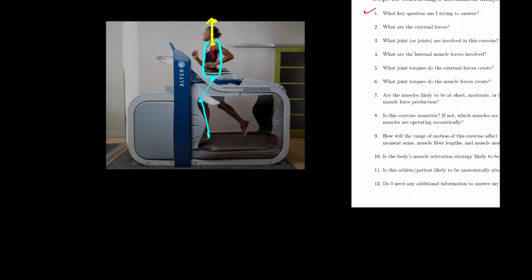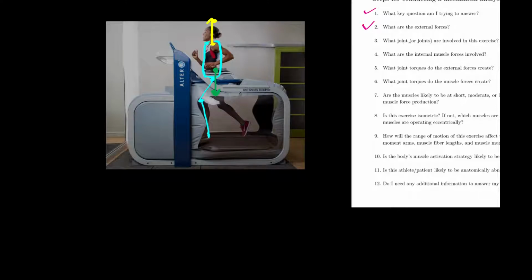So number 2, let's think about the external forces. I already talked about one of them. One of them is the upward force from the anti-gravity treadmill. I drew it up here just to get it out of the way, but you could think about that as the net effect of all the air molecules in here pushing up like this. So that's one external force. Another external force that you will see in almost everything is the force of gravity acting on your body's center of mass. So the force of gravity is going to be pulling down like this. So those are the 2 major external forces that we're going to be interested in.